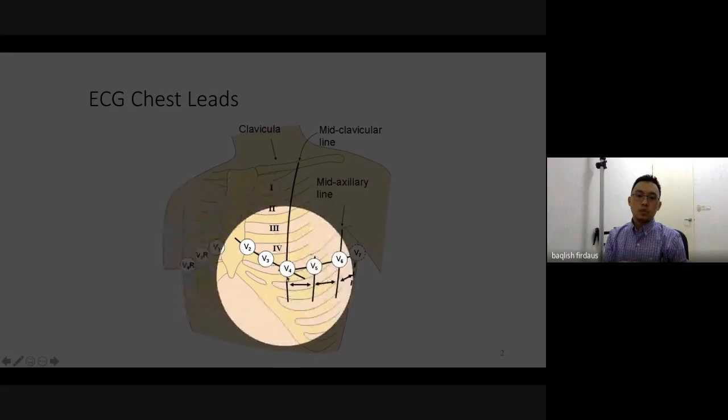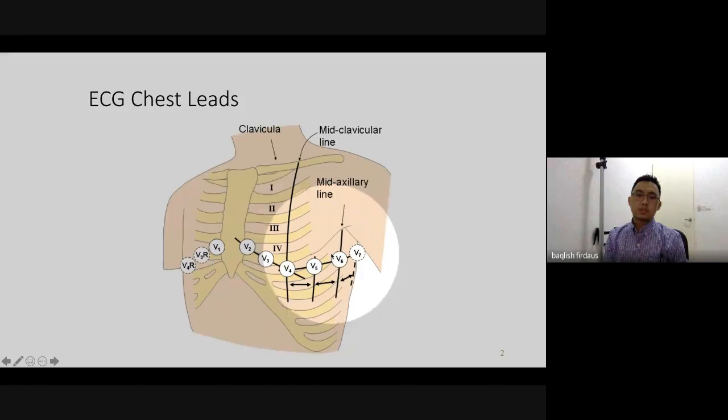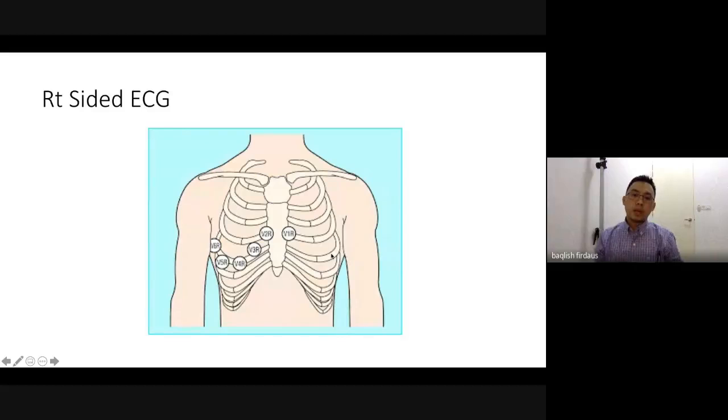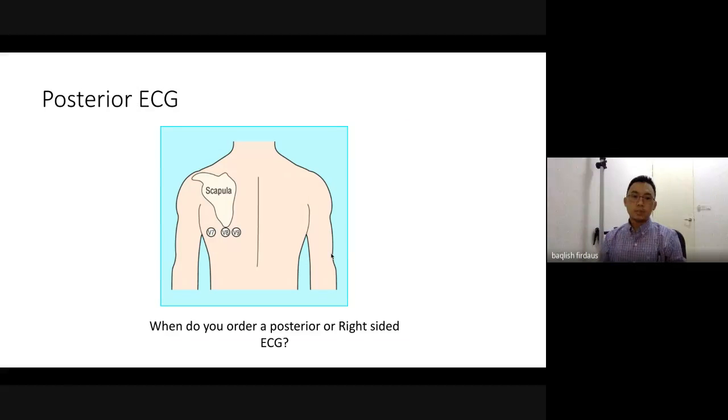V1, V2, V3, V4, V5, and V6. Then we have right-sided ECG, where we put the leads V3, V4, V5, and V6 at the right side, and also the posterior ECG.